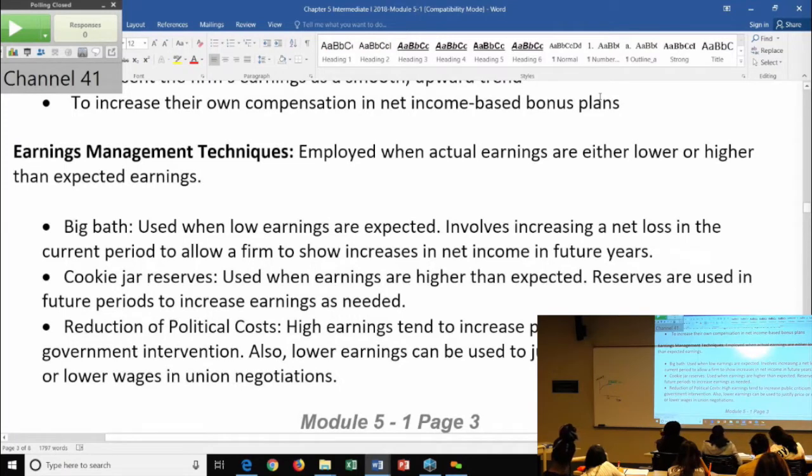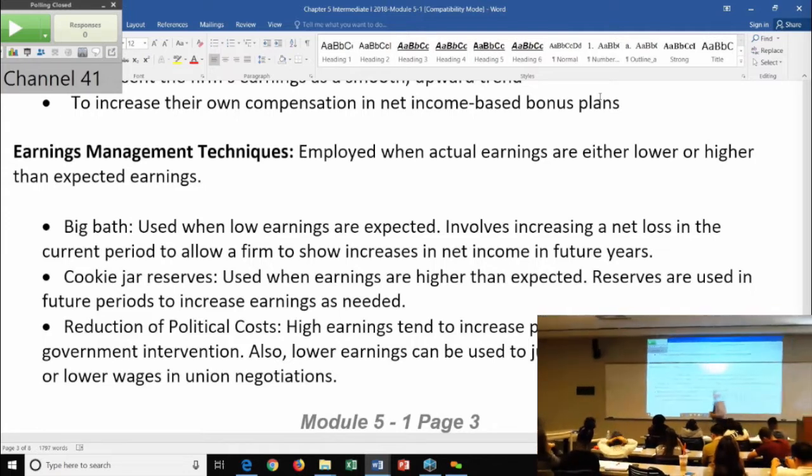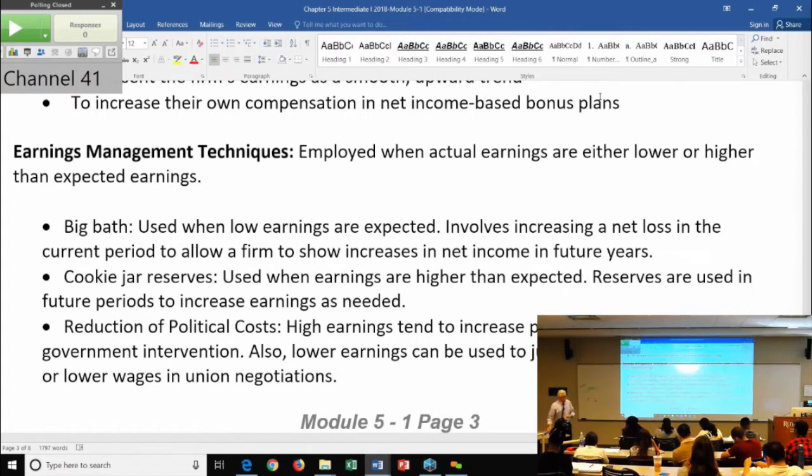So I know we talked about the big bath accounting, where if you have a loss, you might as well make the loss even bigger. Cookie jar reserves, political costs, higher earnings tend to increase public criticism, may also bring about government intervention, and you may be able to justify price increases, as we said, or force lower earnings or union givebacks in union negotiations. Typically, when there's a transit strike in New York, there could be negotiations for pension plan, for raises, for salaries, whatever it may be, and the transit authority would probably have to show that their earnings are lower because of whatever reasons, but if the earnings are lower, that might prevent getting a higher union contract or higher salary contract.